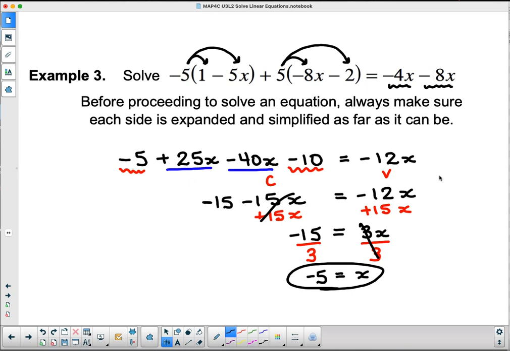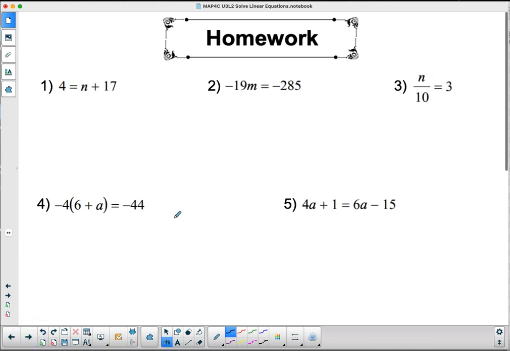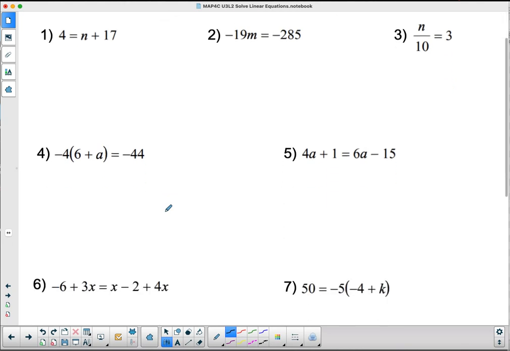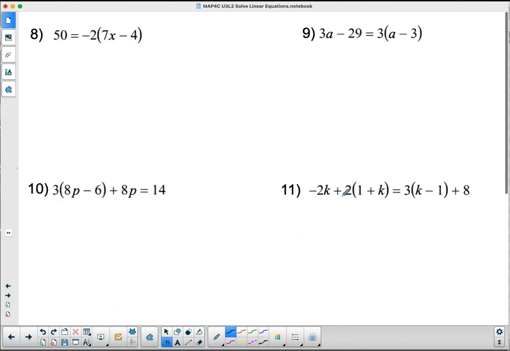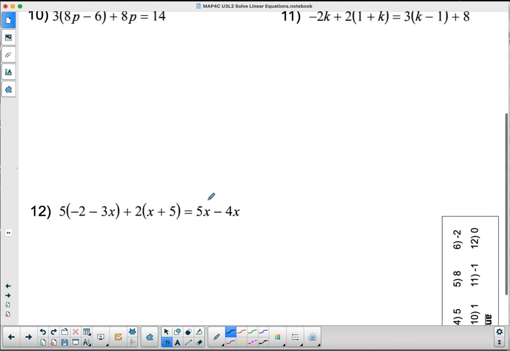And that's it for our examples. We have a couple pages of homework for you to do here. There's a couple that have some expanding and simplifying to do. If you look down, there's 2 tables here that say left side, right side for 6 and 7. Those are the only 2 that I want you to do a formal left side, right side check, but you can do a left side, right side check for any of the questions. That's one of the few times on a test where you can actually see if you got the right answer or not. And then there's a few that are a little bit more complicated on the back side here.